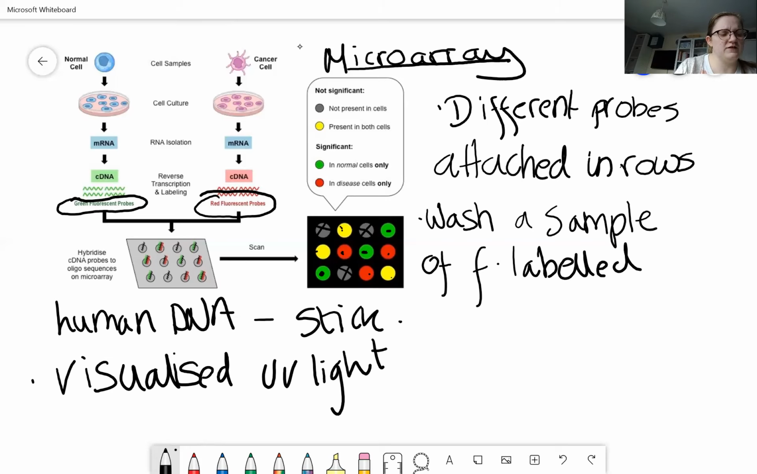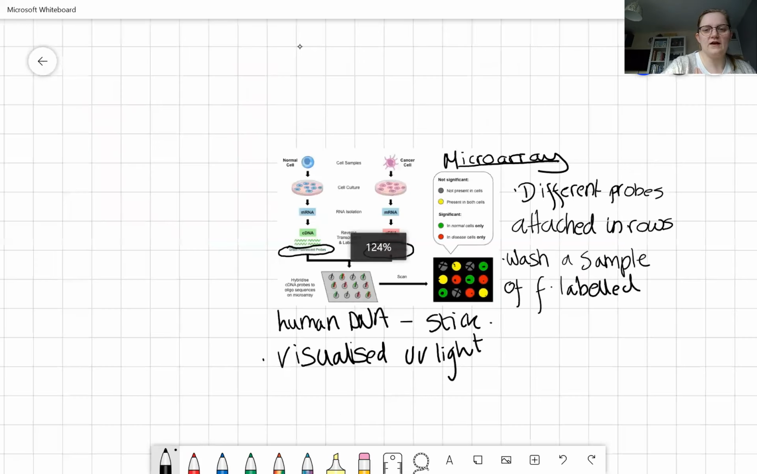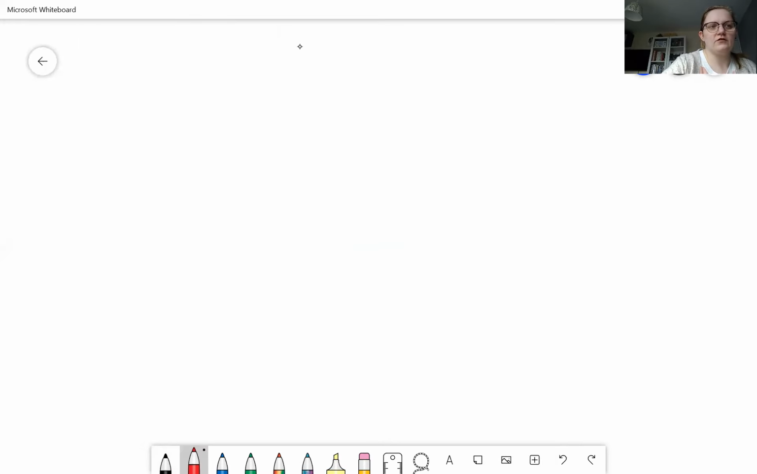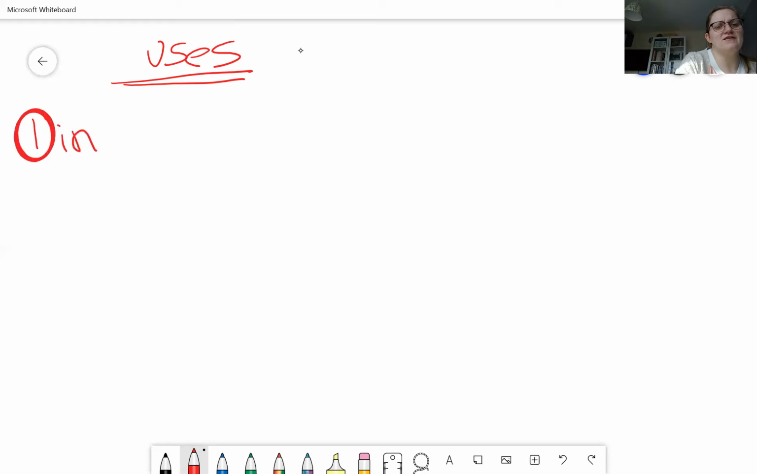So what are some of the uses of these DNA probes? This is going to be a quick overview of why we might use these DNA probes. So let's have a look at the uses. Right, so screening. Screening with these DNA probes can be really, really useful. We can use it for looking for inherited diseases, inherited conditions.